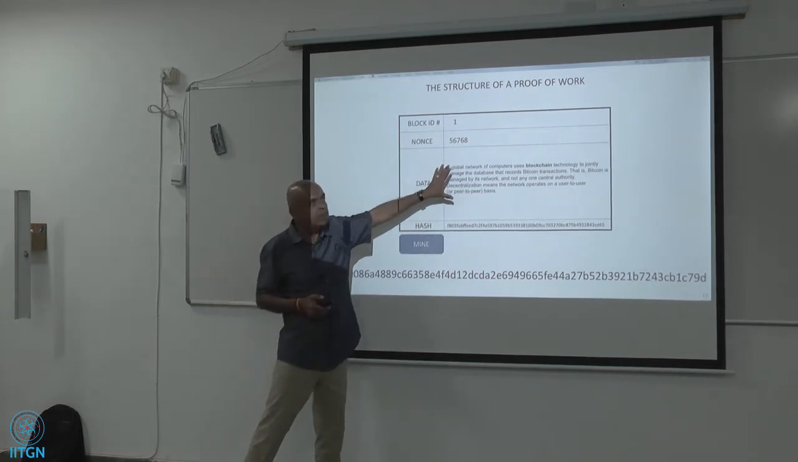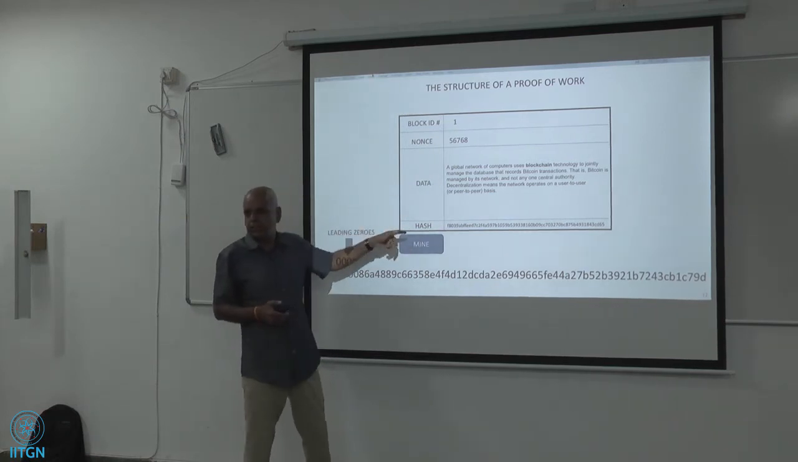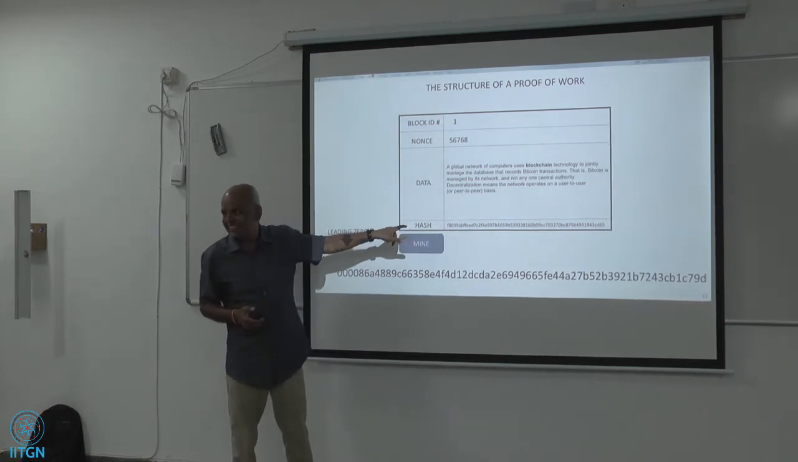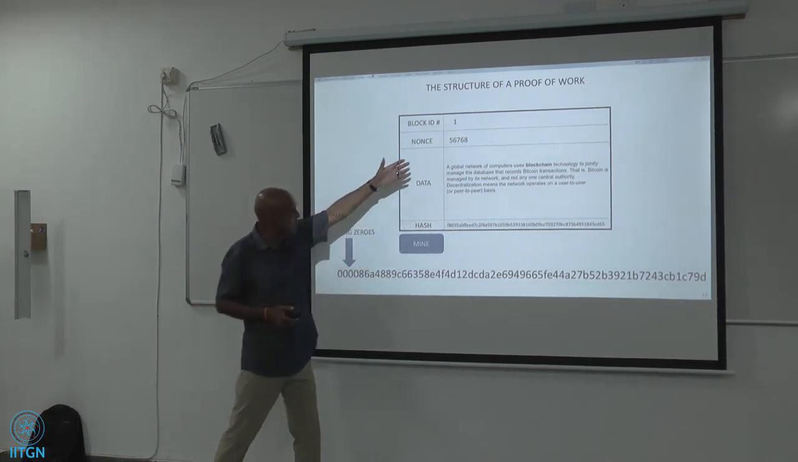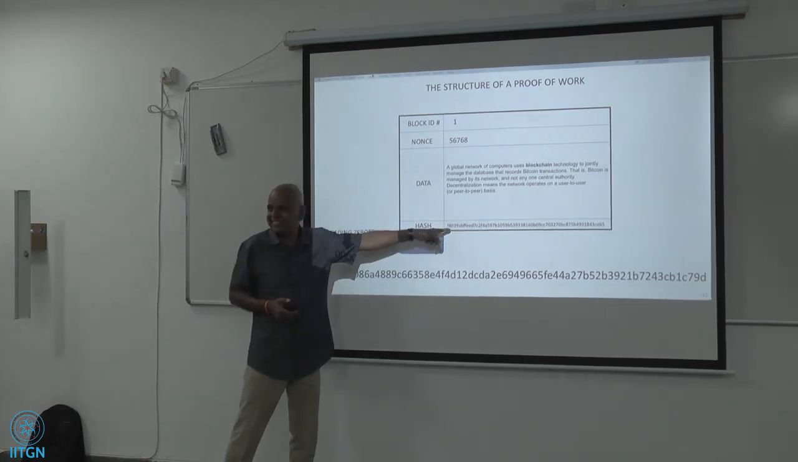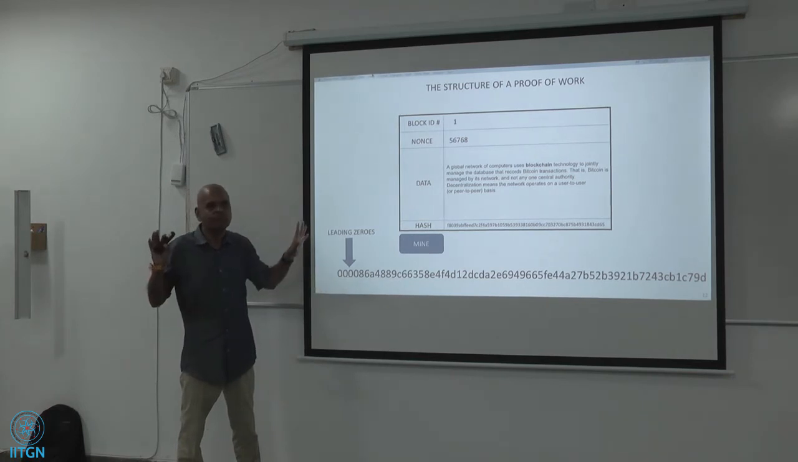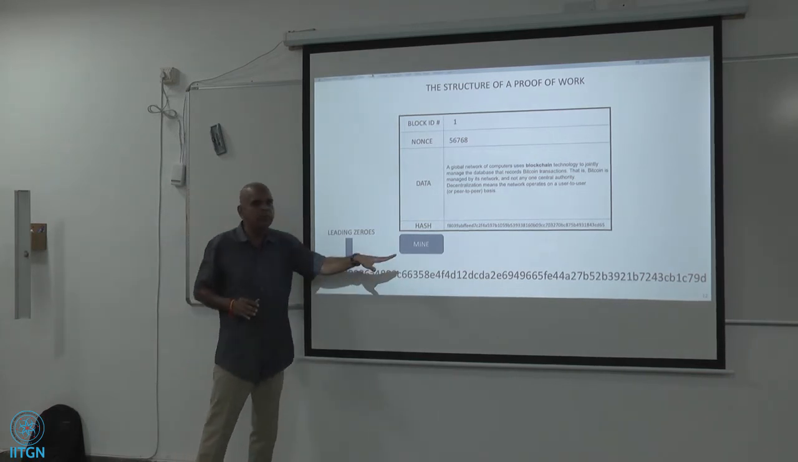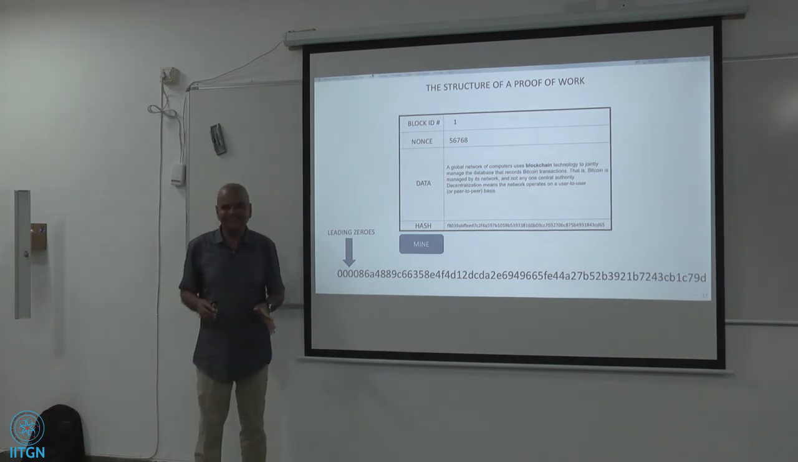For this data here, plus the ID, plus the nonce, plus the previous hash. Previous hash is not shown here, but it is there, okay? Then the miner will find a number which will give me not this hash, but something like this. Clear? There are 64 nibbles in hexadecimal representation. Got it?